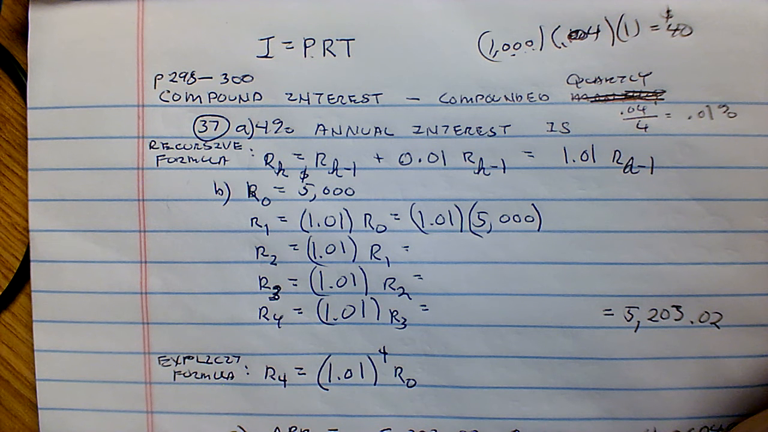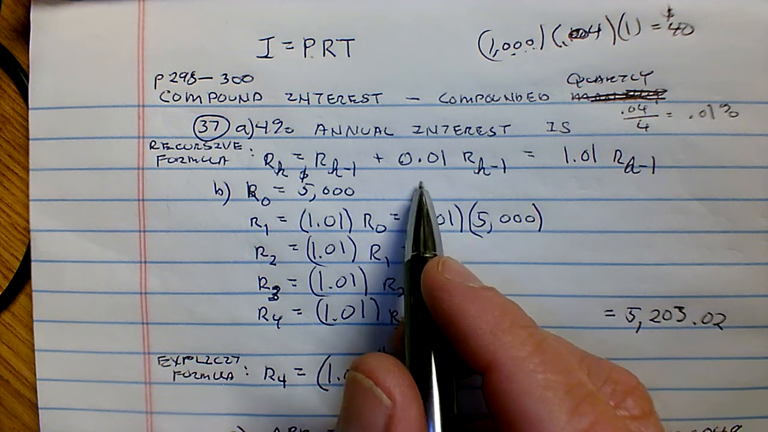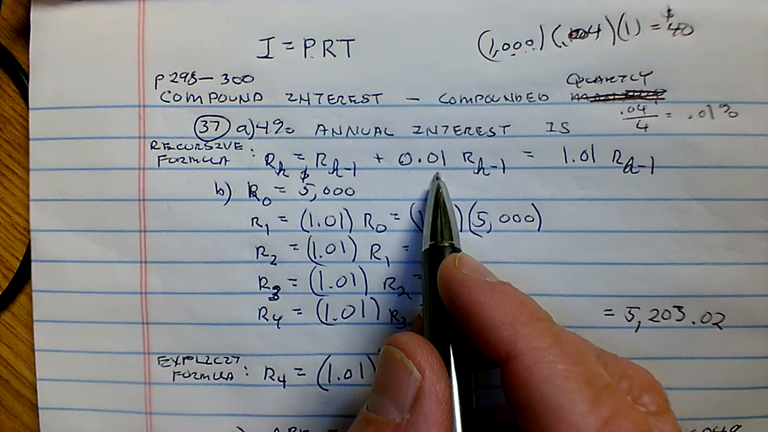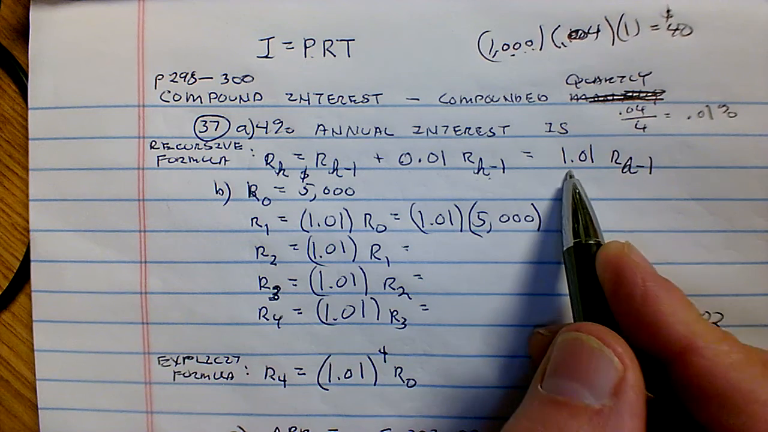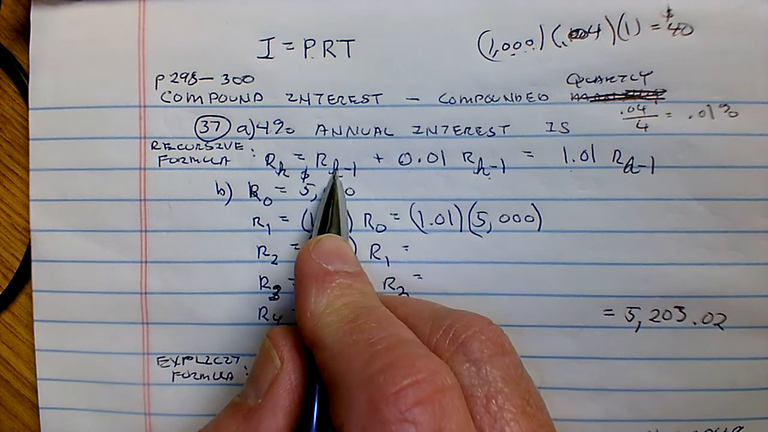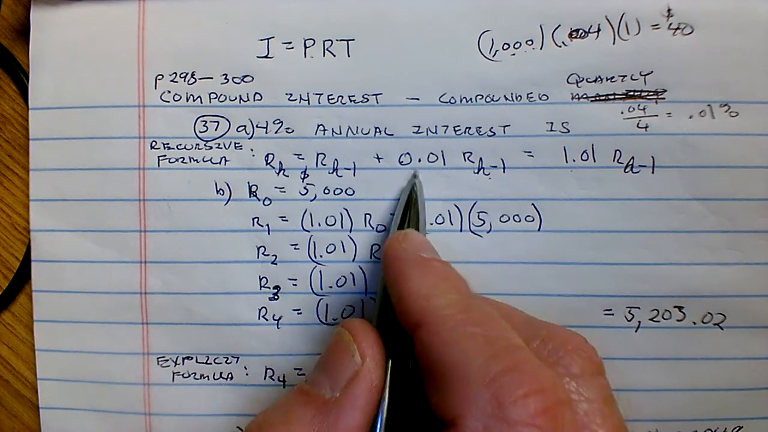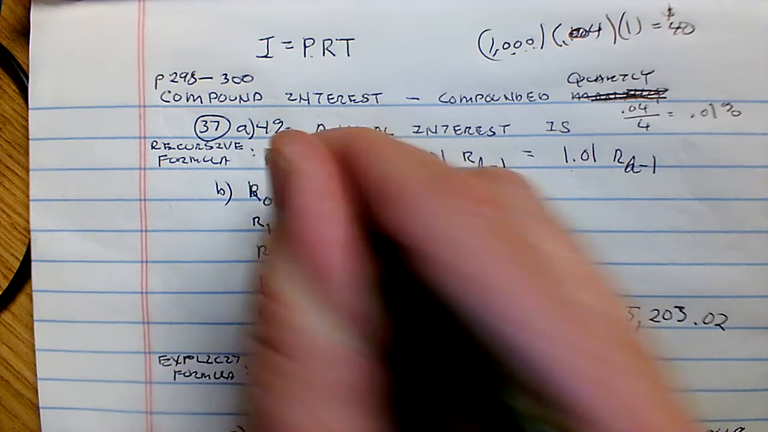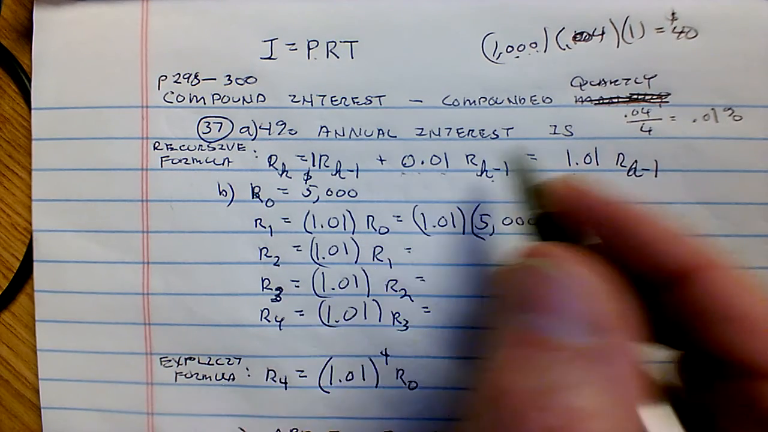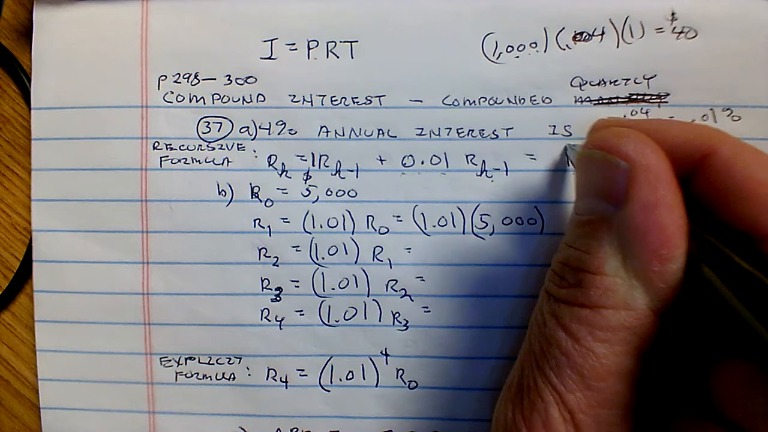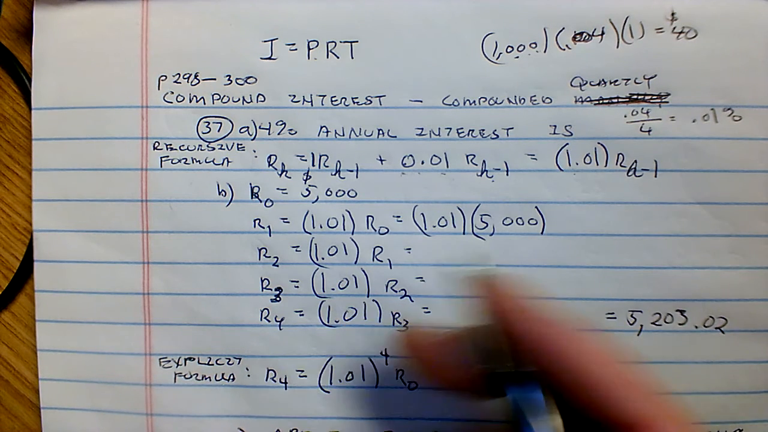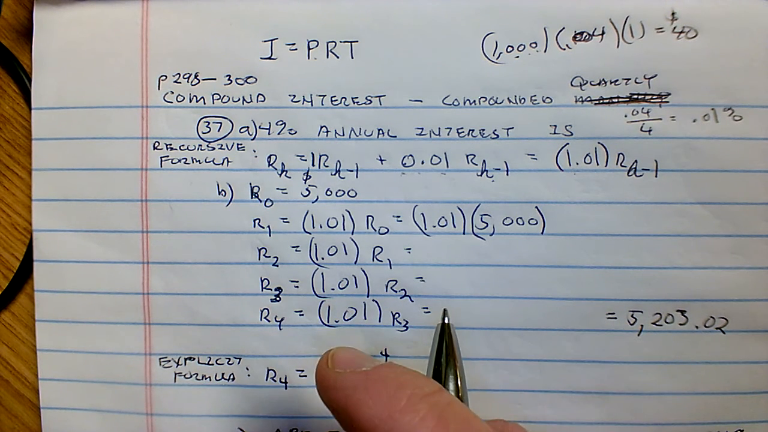Now, let's take a look at doing this with compounding it quarterly. I'm taking the 1% every quarter, multiplying it times how much money we have, and then adding it to how much we had before. Every one of these things works the same way. Since my coefficient here is 1, and this is the 0.01, I can add these together and get 1.01 times how much I had before. That's our general recursive formula for this.